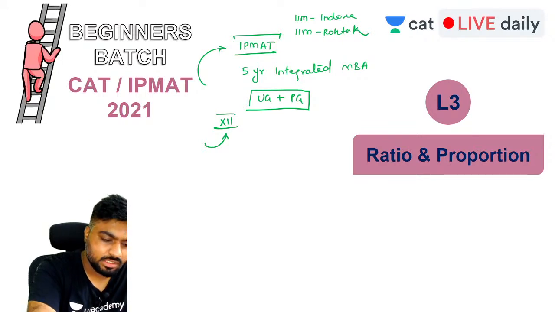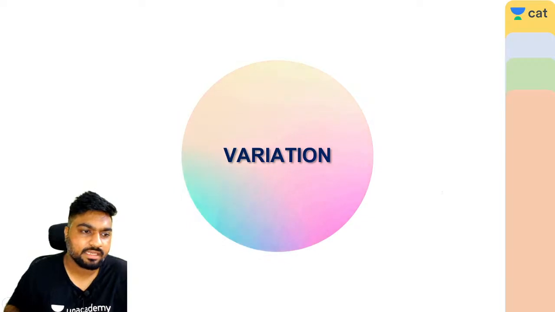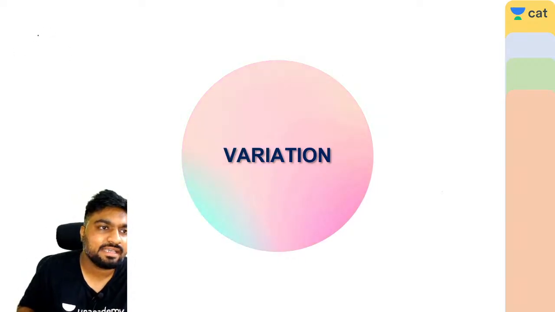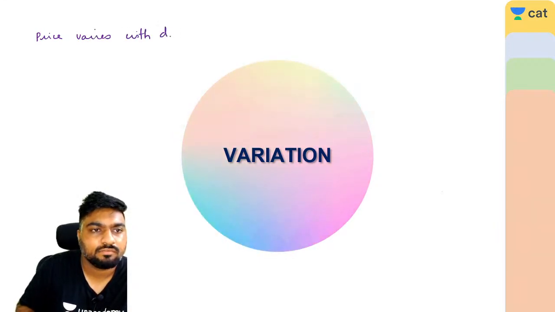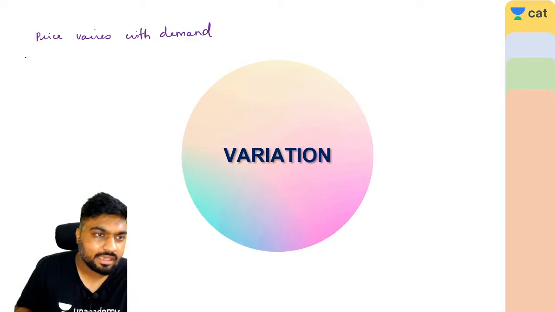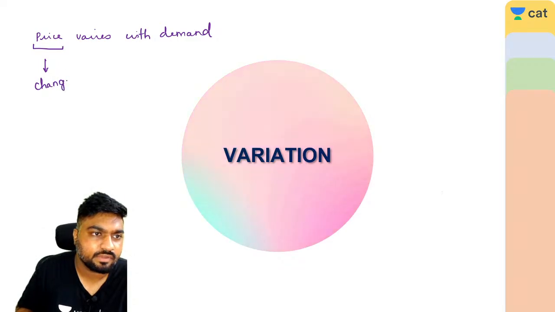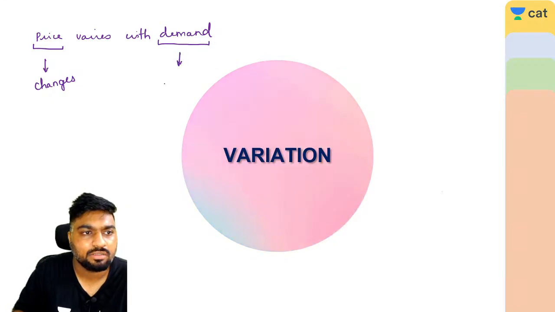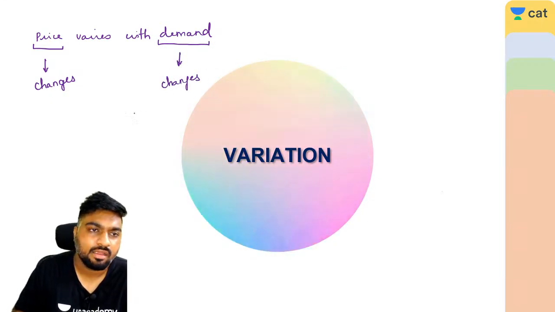ठीक है. Chalo, let's start now. Let's start with variation. What is variation? What do you mean by vary? When I say something varies, right? If I say that price varies with demand, correct? When I say price varies with demand, what does this mean? कि अगर price का value change हुआ, yes, if the value of the price changes, then demand will also change, correct? Or if demand changes, then the value of price changes.